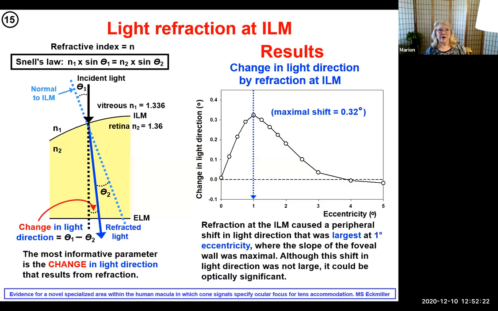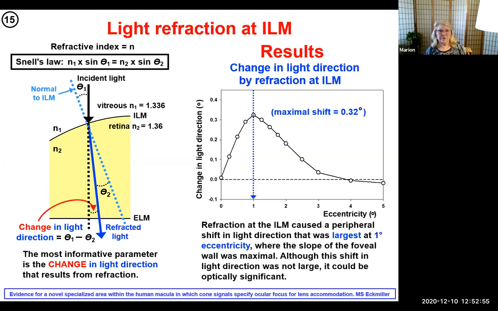So what did we find? First of all, light refraction at the ILM can be calculated using Snell's law. That is relatively straightforward. And I am not going to give you all the details, but what is important is to calculate the change in the light direction, okay? Refraction is always calculated with respect to the normal angle to the surface, which I had to get used to.